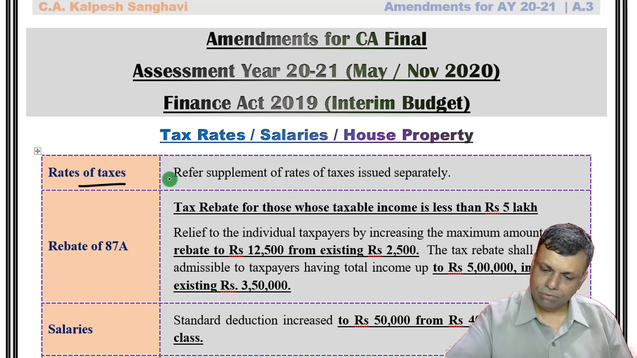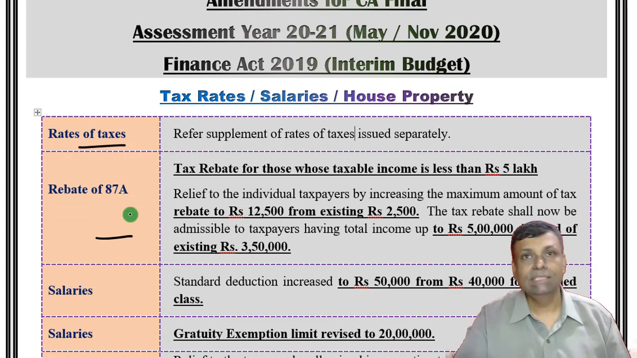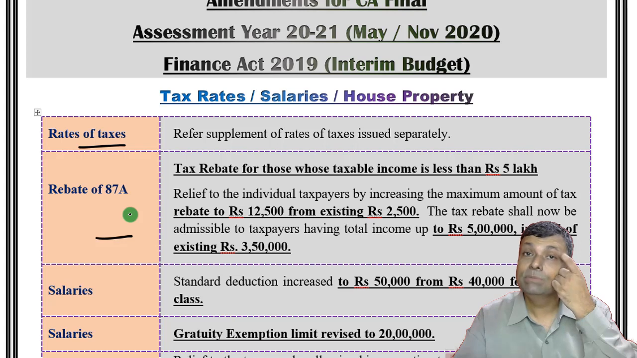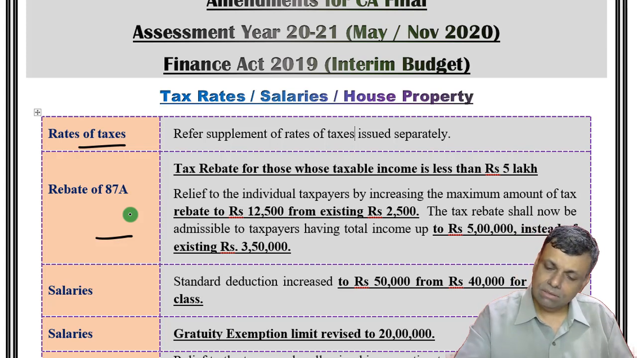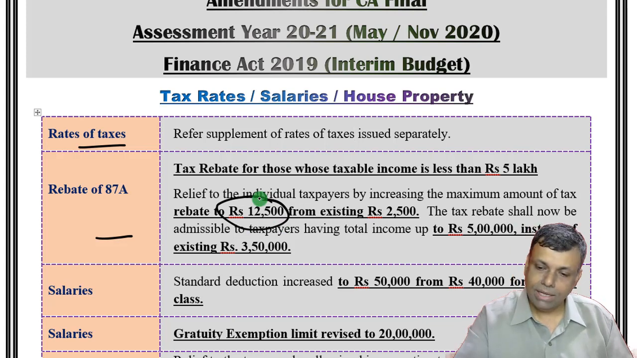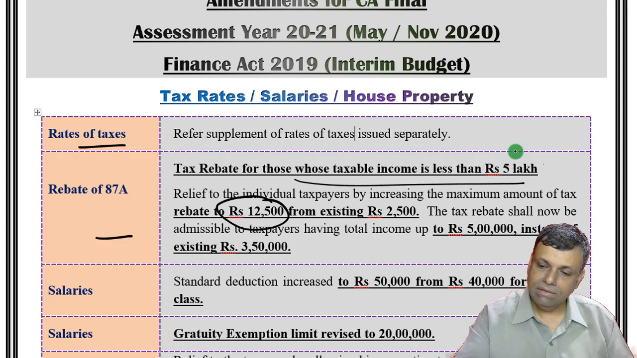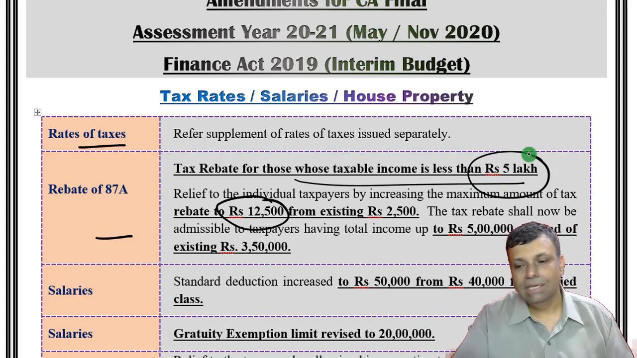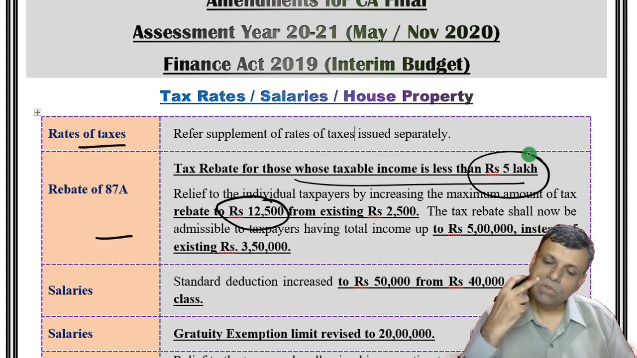Okay, so that I will take up for the purpose of discussion. Rebate under section 87A. This particular rebate limit has been increased by the government. Now the rebate limit is 12,500 rupees under section 87A, where the taxable income is not exceeding, or is less than, 5 lakhs of rupees. So for income less than this limit of 5 lakhs of rupees, the rebate amount has been increased to 12,500 rupees. That means technically the rebate is the tax liability or 12,500, whichever is less. Okay, so that is the amount of the amendment.